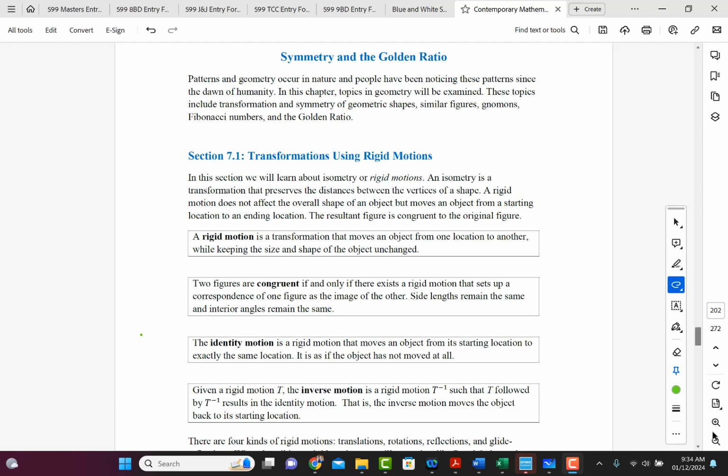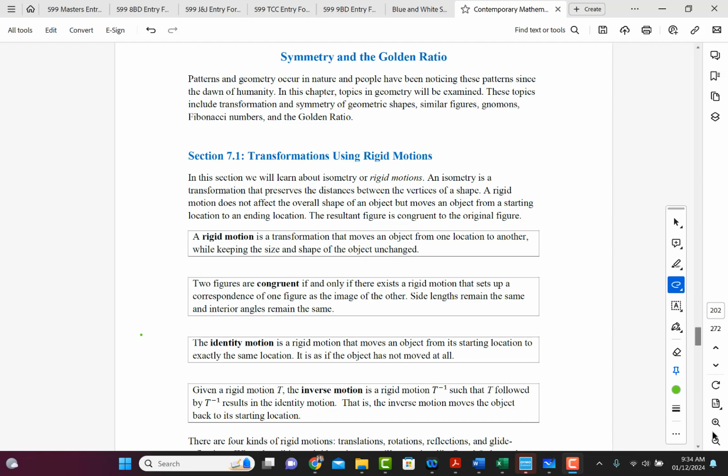Okay, so here are some definitions that you're going to want to know. The first one is rigid motion. A rigid motion is a transformation that moves an object from one location to another while keeping the size and shape of the object unchanged. Two figures are called congruent if and only if there exists a rigid motion that sets up a correspondence of one figure as the image of the other. So side lengths remain the same and interior angles remain the same.